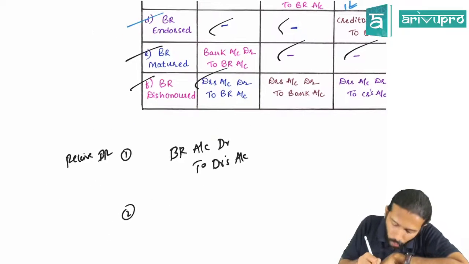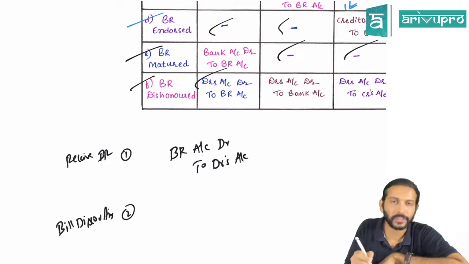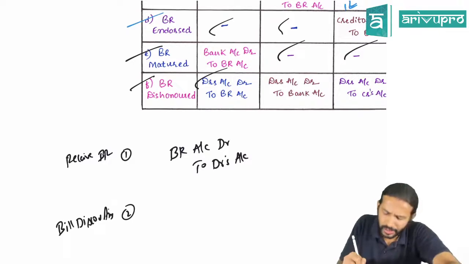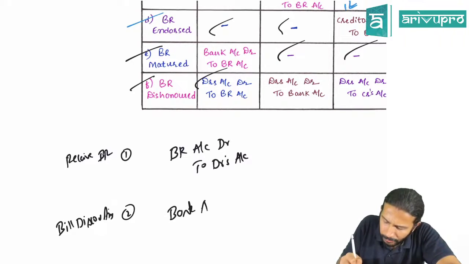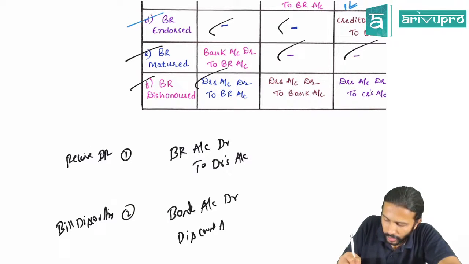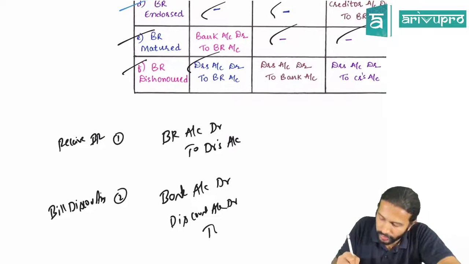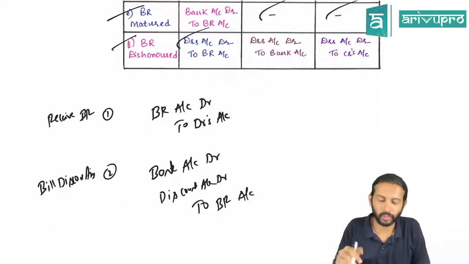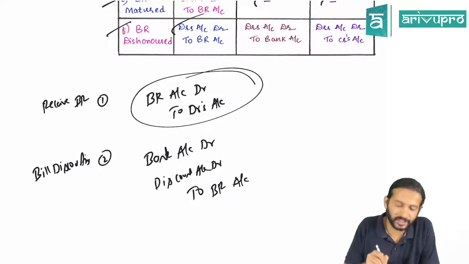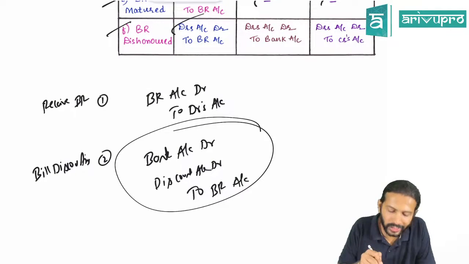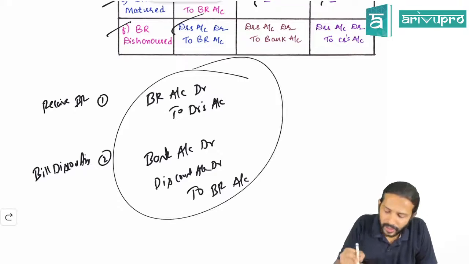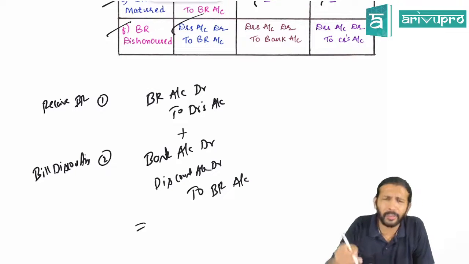When you discounted the bill, what journal entry did you pass? You discounted the bill, so the bank gave you money. So you pass the entry bank account debit, discount account debit, to what did you give away to the bank? You gave the bill to the bank, so you gave away bill receivable. When you receive bill receivable, this entry. When you discounted that bill with the bank, this particular entry. Can you add these 2 entries and tell me what is the effective entry, sir?